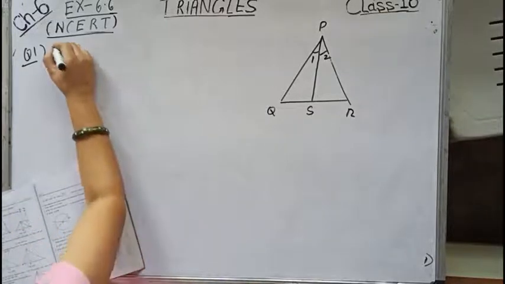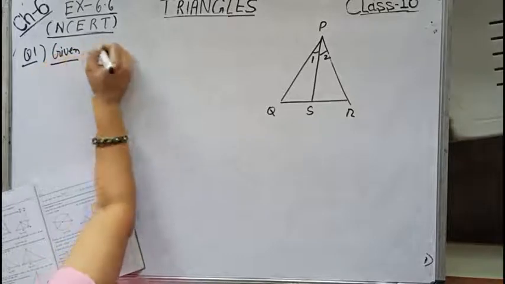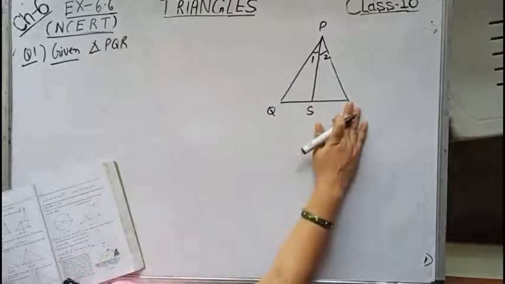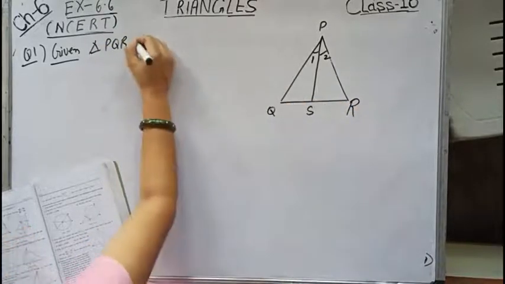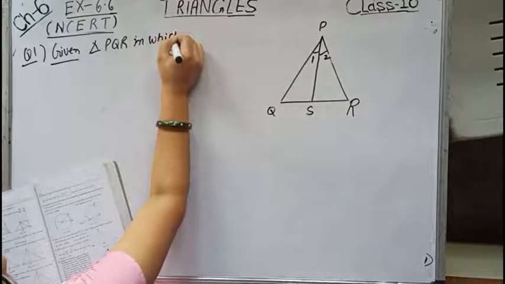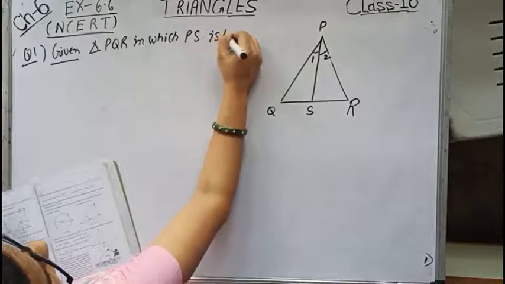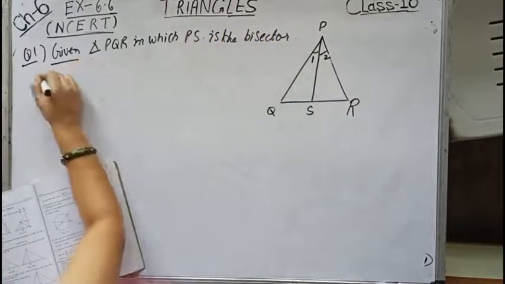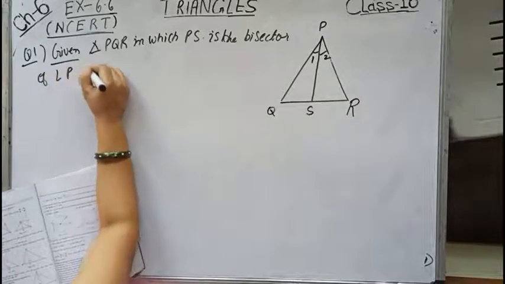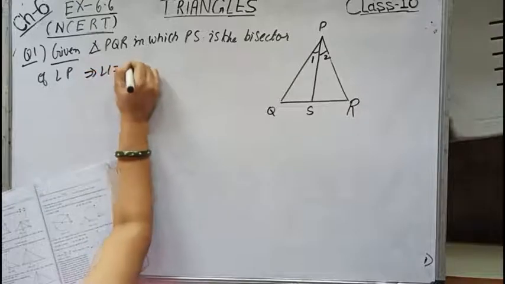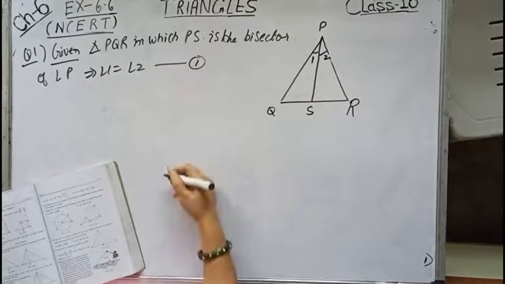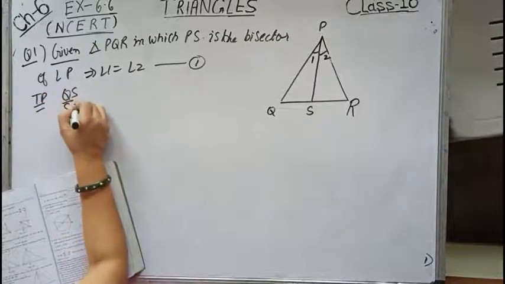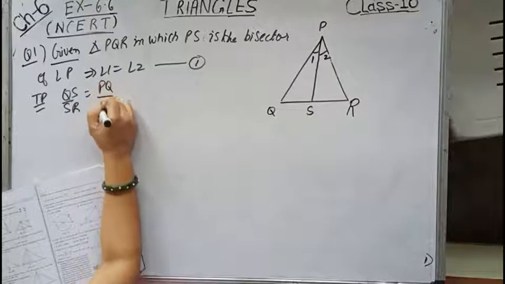Prove that. Given, let us first write the given part. I am not writing the question. Given triangle PQR in which PS is the bisector of angle P, implies angle 1 equals angle 2. Make it equation number 1. To prove QS by SR equals PQ by PR.